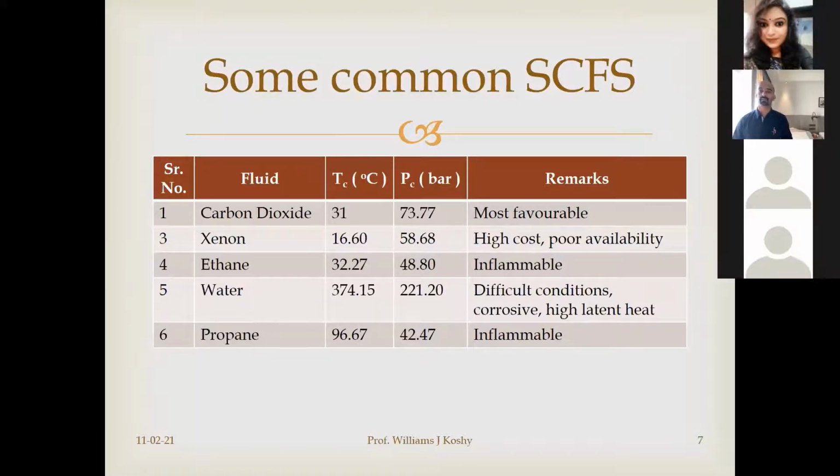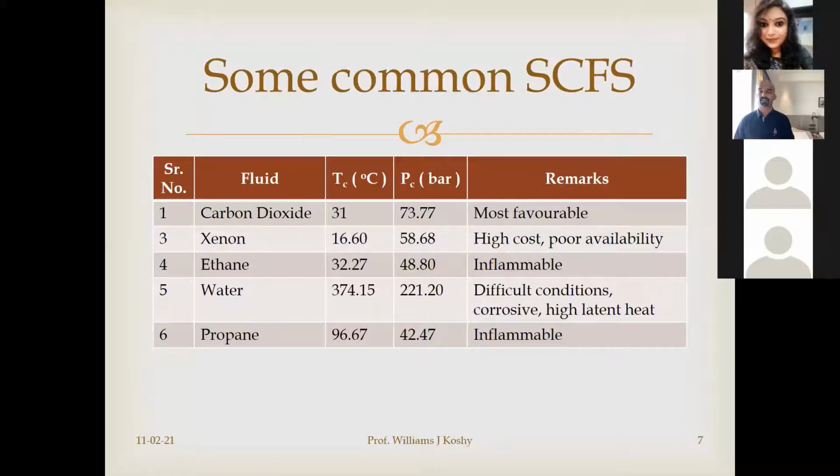The first one, as I already mentioned, is carbon dioxide. Carbon dioxide का supercritical temperature है 31 degree Celsius. It means if you increase the temperature of carbon dioxide to 31 degree Celsius and you increase its pressure above 73.77 bar, in that case, carbon dioxide is now a supercritical fluid.